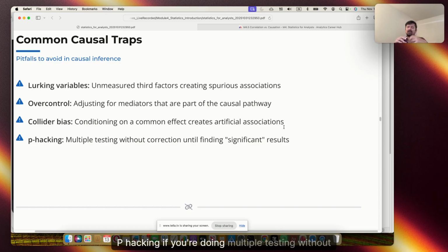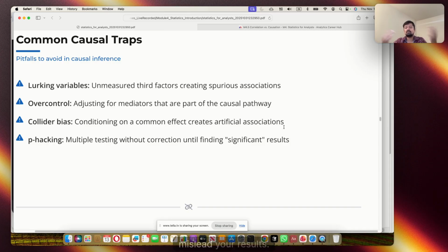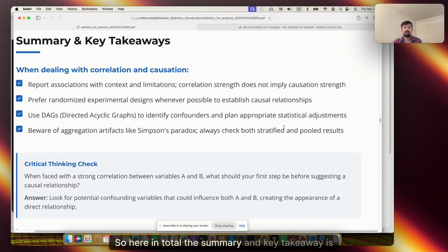P-hacking: if you are doing multiple testing without corrections, if you are trying all these statistical methods just to get significant results, just to get a p-value less than 0.05, it might mislead your results, it might mislead your data. So in total, the summary and key takeaway is: report the association with context and limitations. Focus on the correlation strength, but it does not imply causation. Provide the p-values, confidence intervals, all the information, and highlight that this is a simple association, might not be a direct relation.